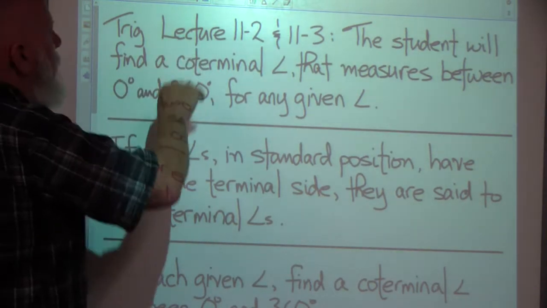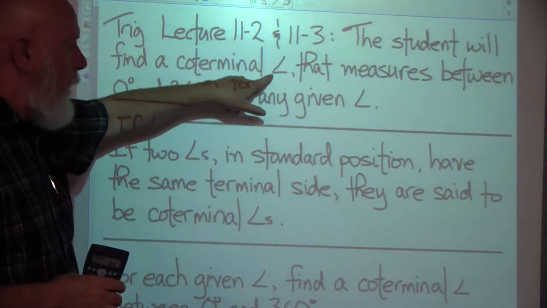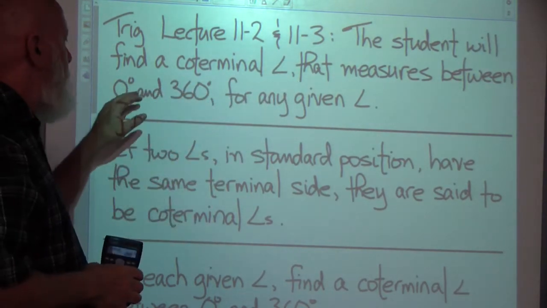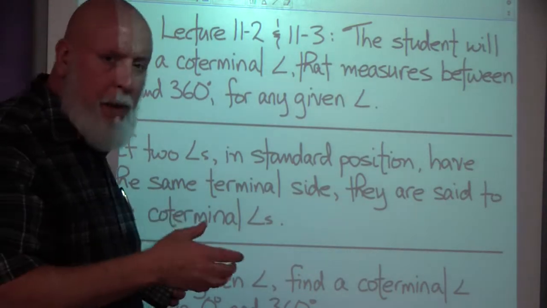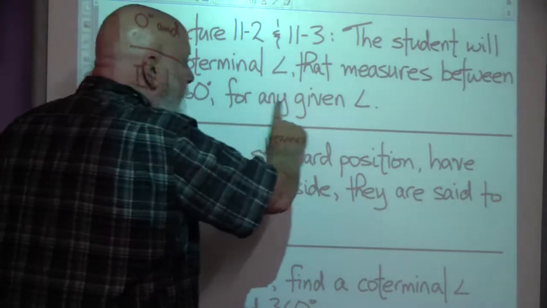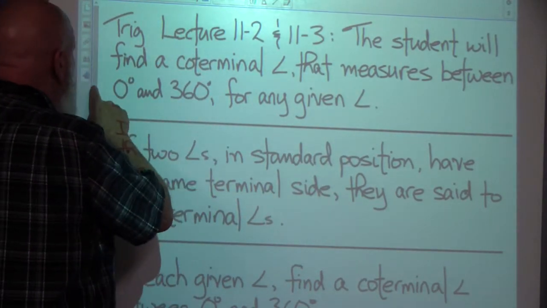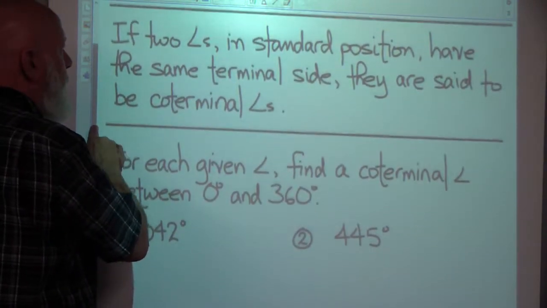Here we go. Trig lecture 11.2 and 11.3, the student will find a coterminal angle that measures between 0 and 360 degrees. That's a positive angle, between 0 and 360 degrees for any given angle. I'm looking for a coterminal angle. So I'm going to define what a coterminal angle is right here.